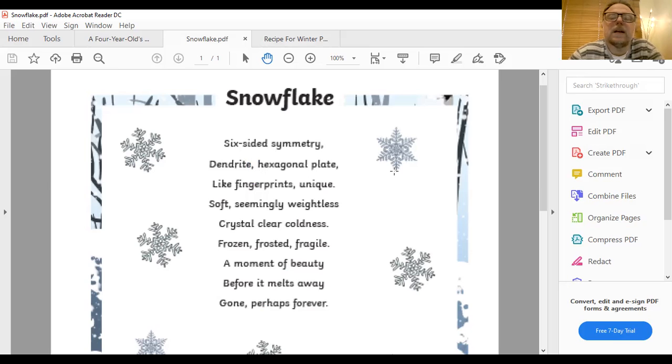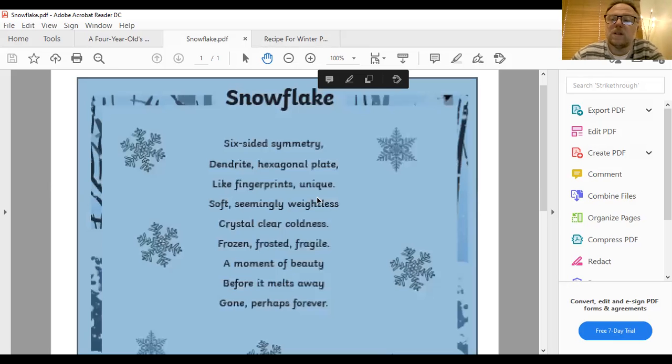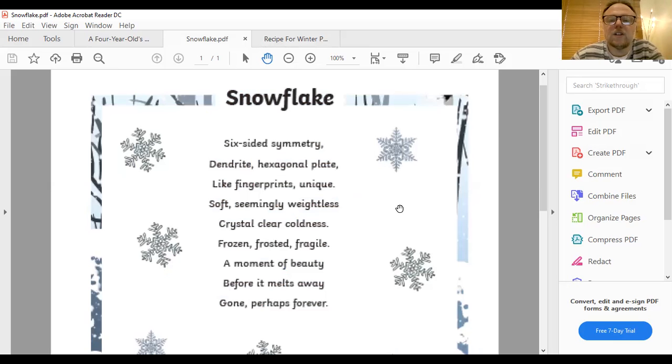They're flat like a plate, like fingerprints, unique. Do you know what that word unique means? It means there's only one of it, one of a kind. And everybody's fingerprints are meant to be different. So each snowflake, they've all grown out of ice and they're all slightly different. Soft, seemingly weightless. I wonder what that means. What does weightless mean? It doesn't weigh anything. They must weigh something. How heavy do you think a snowflake might be? Not very heavy at all. If you had a snowflake resting on your hand, I bet you wouldn't be able to feel it, which is why they said seemingly weightless.